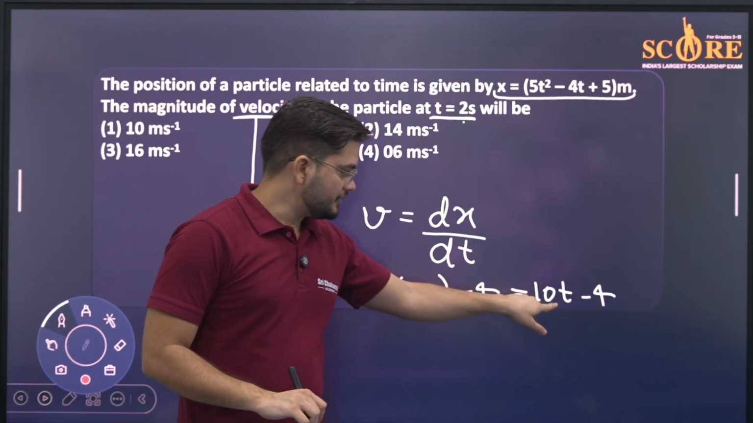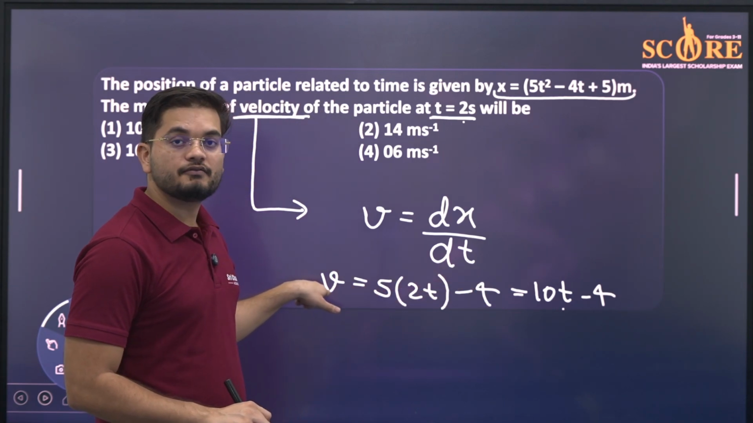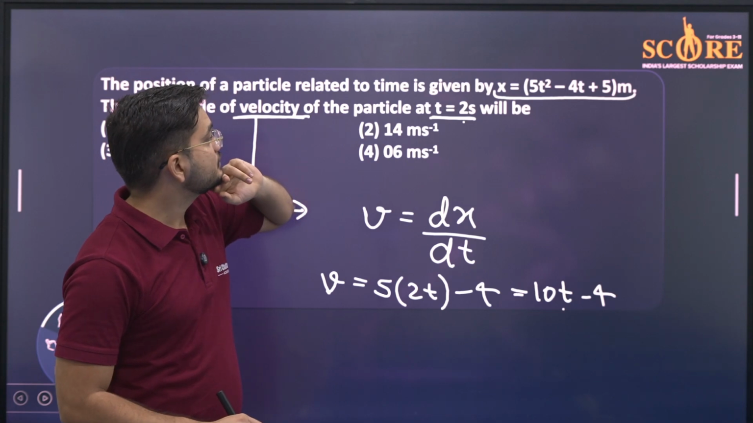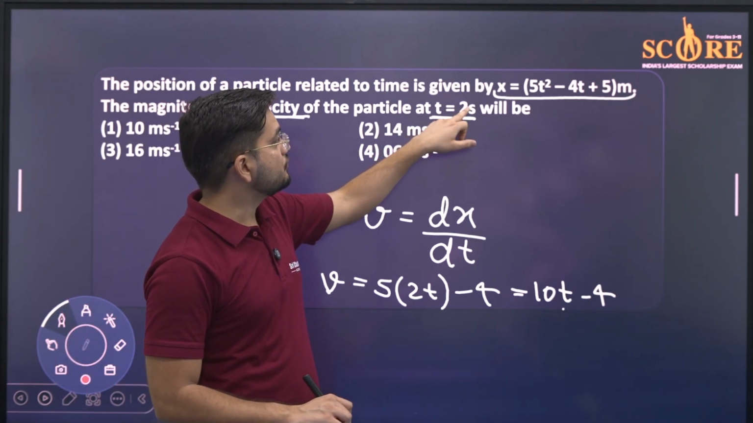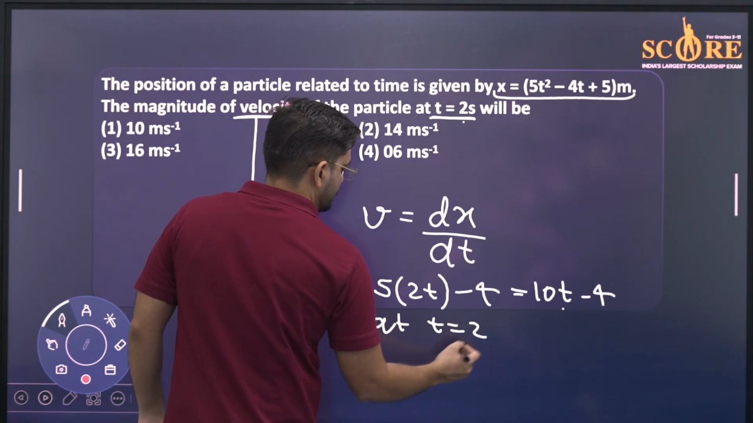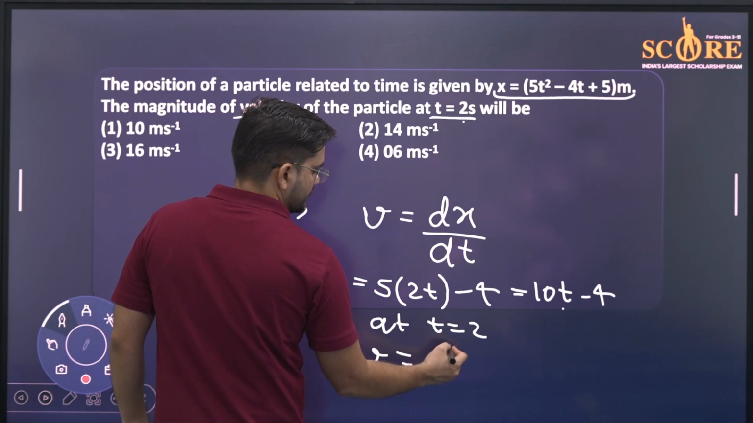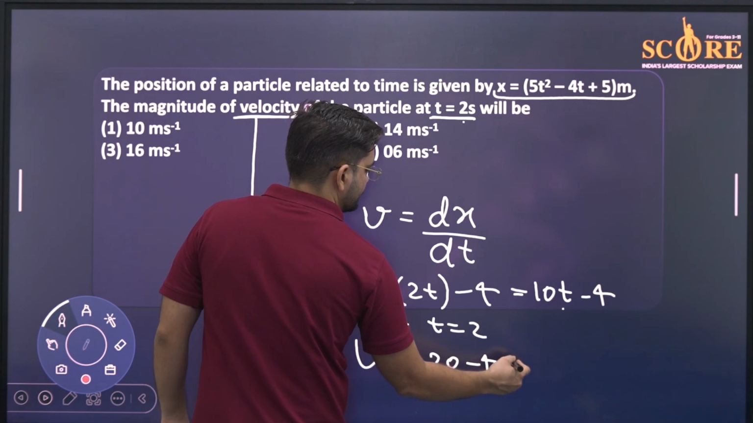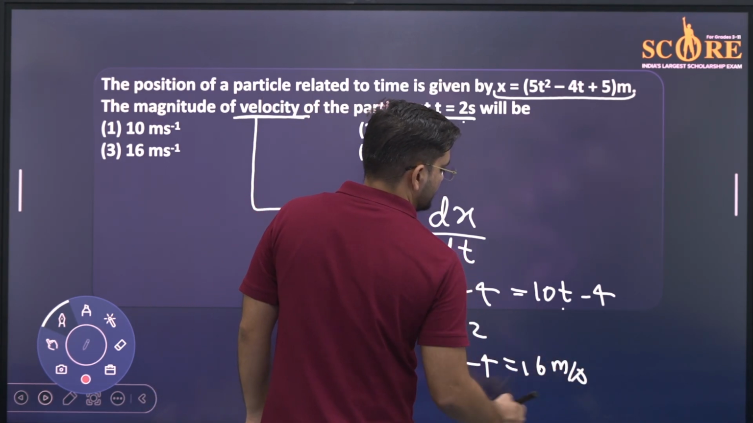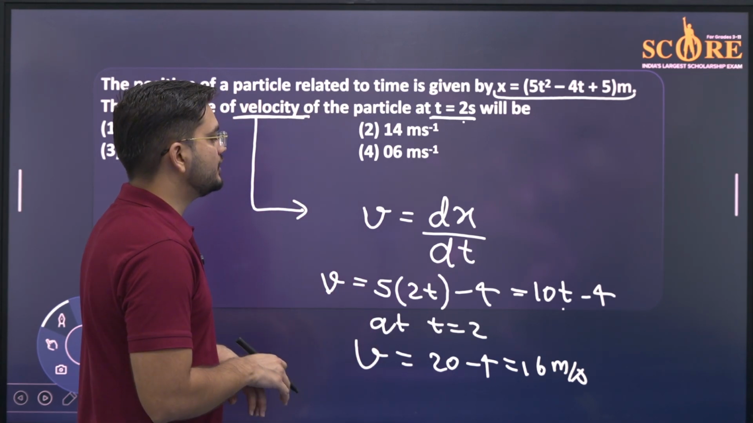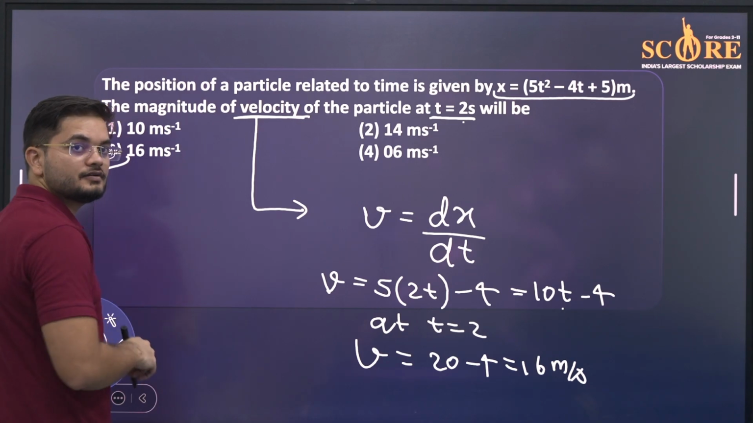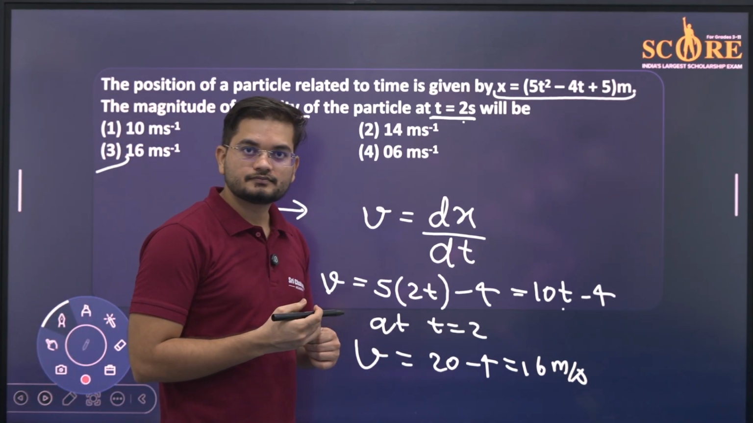If we put in the time, then we will get the velocity. At what time do we require the velocity? T equal to 2 seconds. So at t equal to 2 seconds, v is 20 minus 4. 20 minus 4 is 16 meter per second. So the velocity at t equal to 2 seconds will be 16 meter per second. Got it?